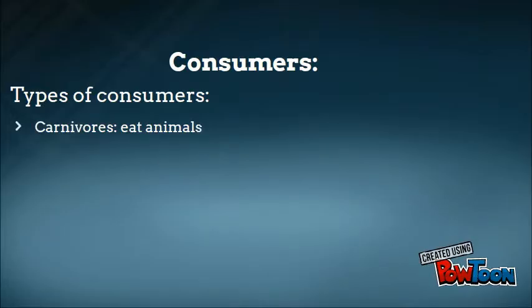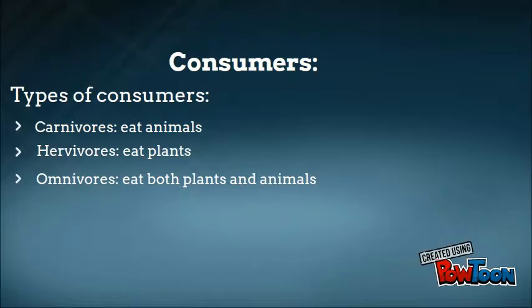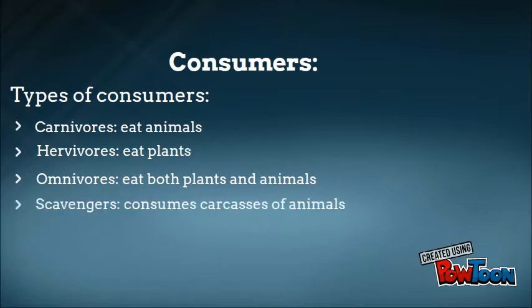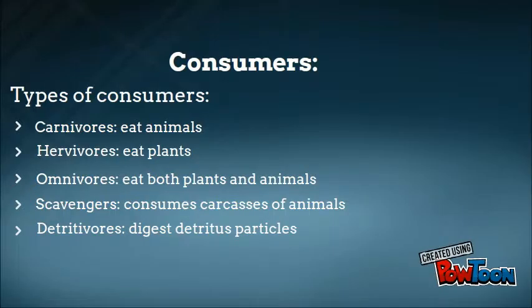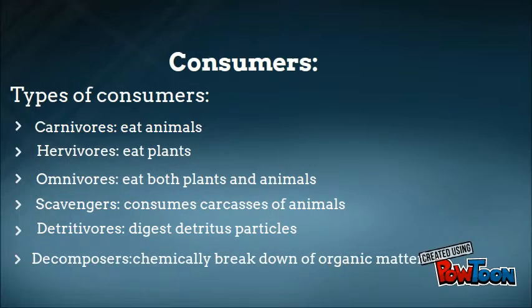Consumers. Types of consumers. Carnivores eat animals. Herbivores eat plants. Omnivores eat both plants and animals. Scavengers consume carcasses of animals. Detritivores digest detritus particles. Decomposers chemically break down organic matter.